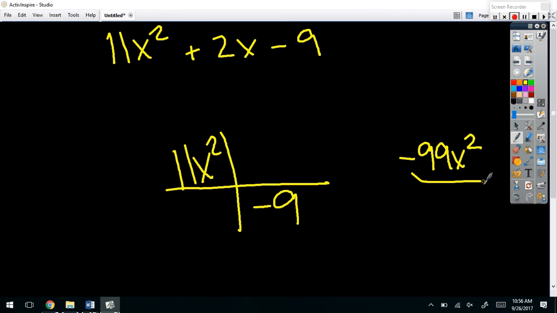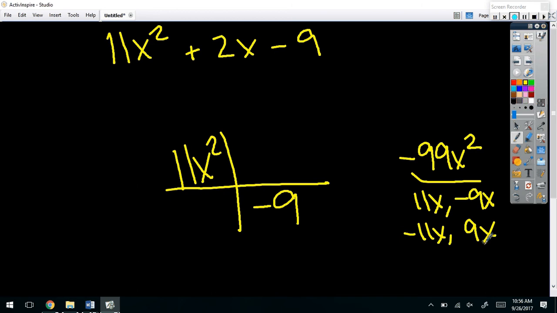11, negative 9. Why do you put that down on top? You're not supposed to. First term, last box, last term, last box. The only things that multiply to 99 are 11 and 9, right? One's got to be positive, one's got to be negative. I have to have mixed signs.